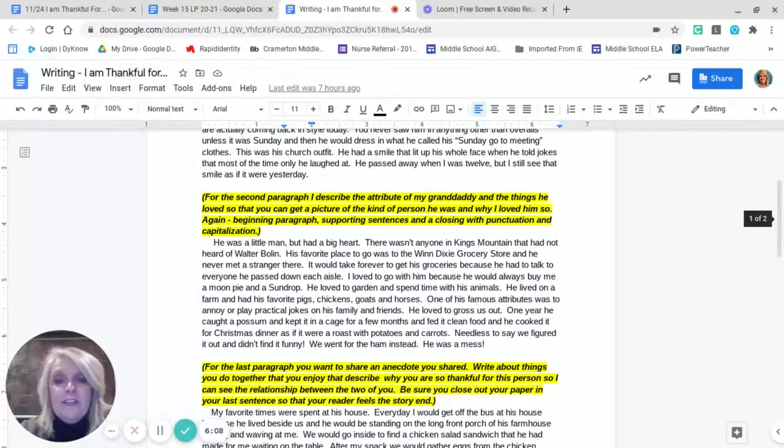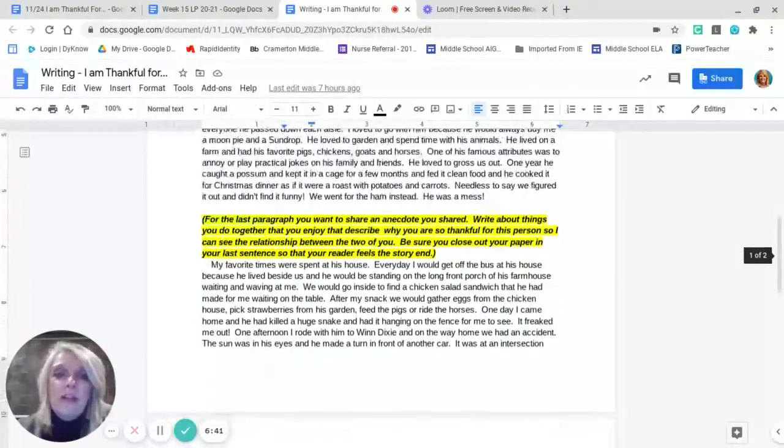One of his famous attributes was to annoy and play practical jokes on his family and friends. He loved to gross us out. One year, he even caught a possum and kept it in a cage for a few months and fed it clean food, and he cooked it for Christmas dinner as if it were a roast with potatoes and carrots. That's no lie, y'all. He really did that. Needless to say, we figured it out and didn't find it funny. We went for the ham instead. He was a mess. So now, not only do you know what he looks like, but you know a little bit about the kind of person he was.